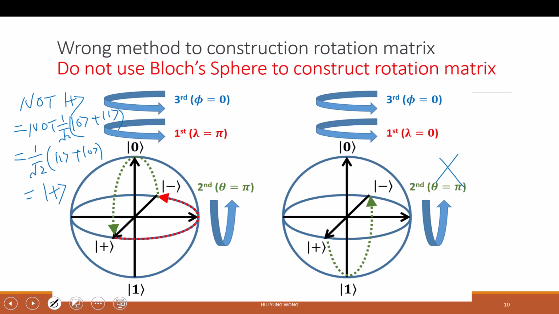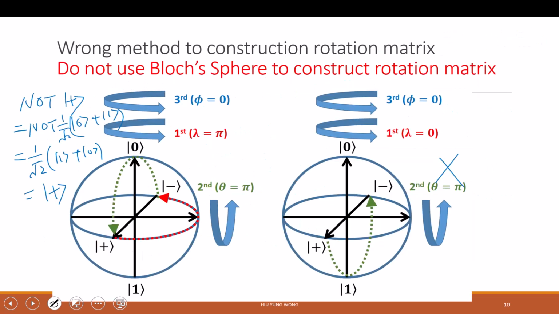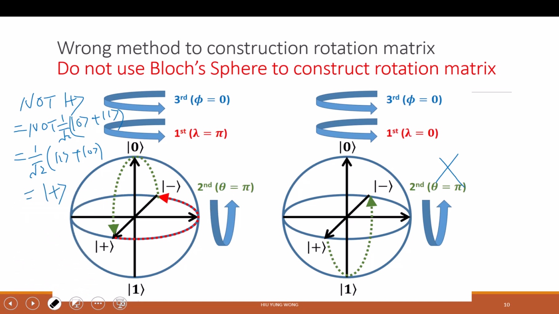So if you want to create a gate, you need to follow this procedure. That's why you need to be careful about gate construction when you use the Bloch sphere. Do not use a special point and think that you can rotate from here to here and then this is the NOT gate. It turns out the NOT gate is pretty complicated if you want to decompose it. Okay, so I will stop here. Thank you. Any questions?